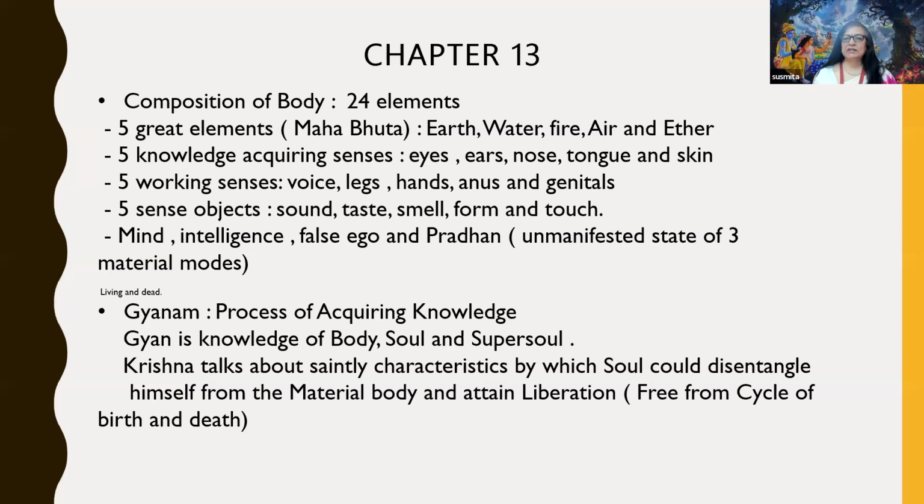And then the 5 sense objects. What are the 5 sense objects? Sound. The ears hear the sound. The tongue enjoys the taste. The nose takes the smell. The eyes understand the form. And the skin does the touch. So these are the 5 sense objects. And apart from that, it is mind, intelligence, false ego, and Pradhan. Pradhan is basically the unmanifested modes of material nature. So these are the 24 elements of which our body is made up.